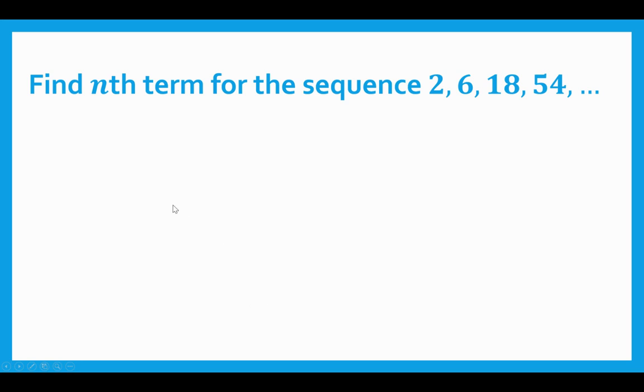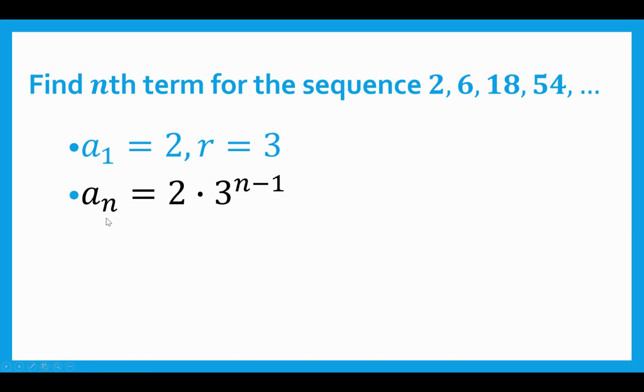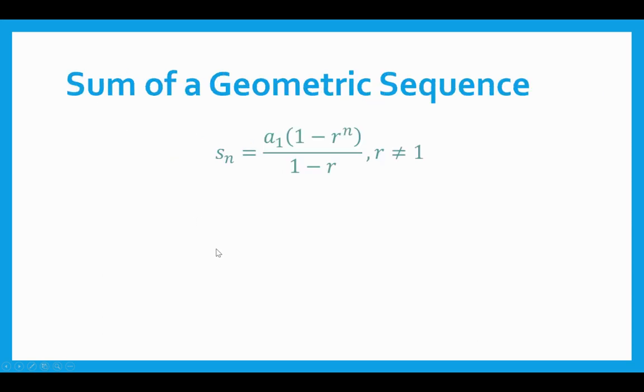All right, find the nth term for the sequence 2, 6, 18, 54. So in this, we use our good old-fashioned formula again. First term is 2. The ratio is 3. So the nth term is 2 times 3 to the power of n minus 1. And that is the general formula for these sequences. So some of them you'll just need to find the nth term and calculate out for the nth term of the sequence.